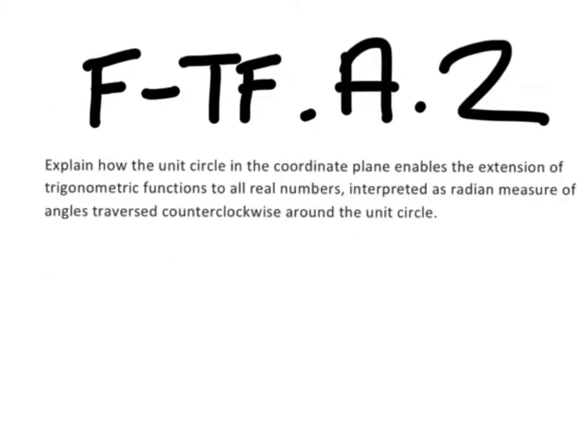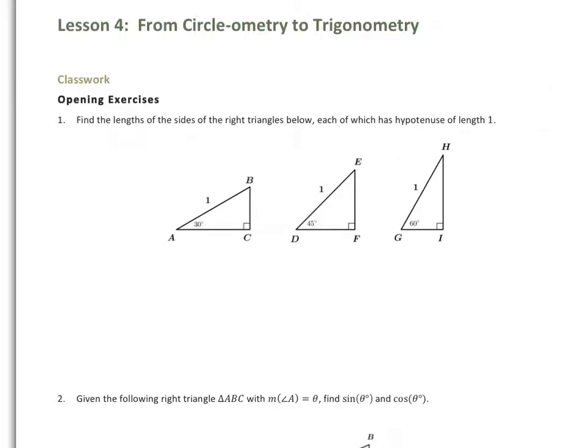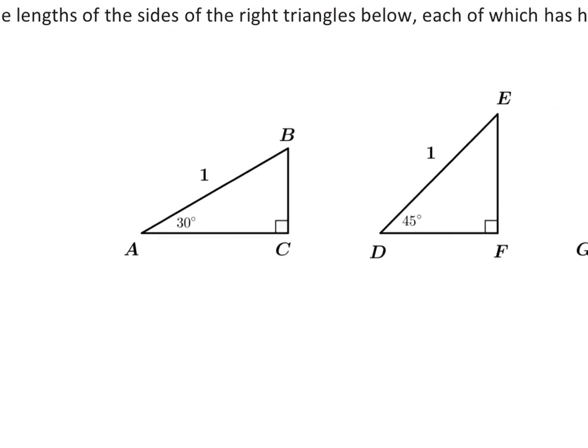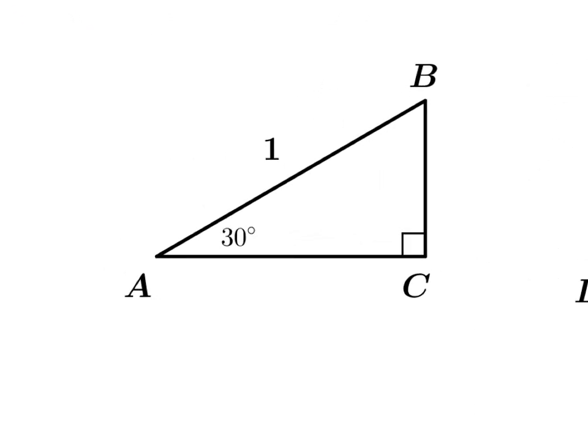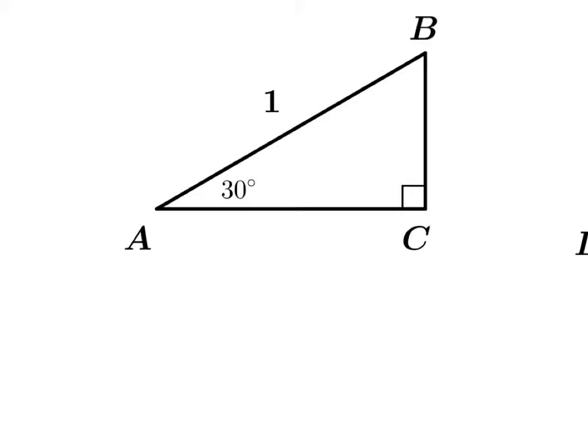The objective today is just F-TF.A.2, which is going to be the unit circle, and how you can use that to find various trigonometric items. So we're going to start with a little review here. Find the lengths of the sides of the right triangles below, each of which has a hypotenuse length of 1. All right, so here's the first one. The hypotenuse is 1.